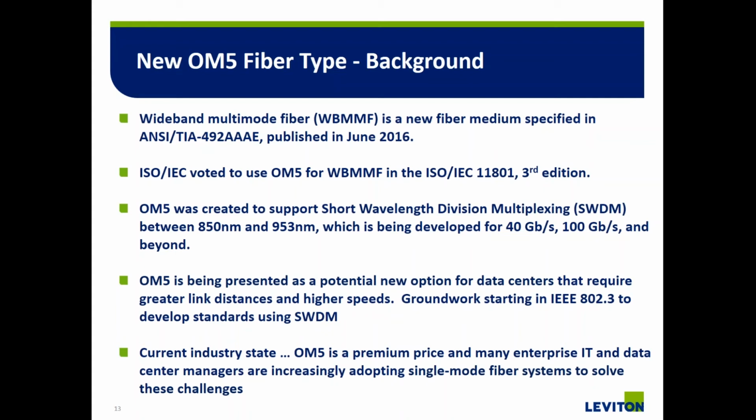OM5 was created to support shortwave division multiplexing, or SWDM, between 850 nanometer and 953 nanometer for high data speeds. A call for interest has started in IEEE 802.3 to develop standards using SWDM for data centers that require greater link distances and higher speeds. All fine and dandy, but the current state of OM5 is very slow adoption in the market. The cable itself is about 60 to 90% premium over OM4 fiber, which would scare anybody.